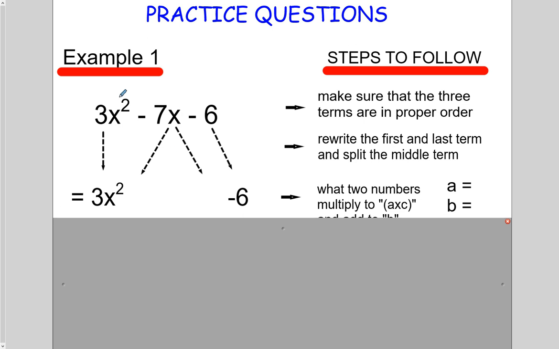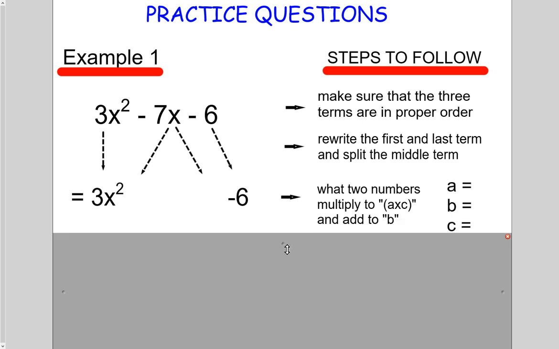Okay, and here's what we're going to do. We're going to rewrite our first term, no change. Rewrite our last term, no change. But we're going to split that middle number into two pieces. We're going to split that negative 7x into two pieces. Now, to figure out what two pieces we're going to split into, here's what we're going to look at.